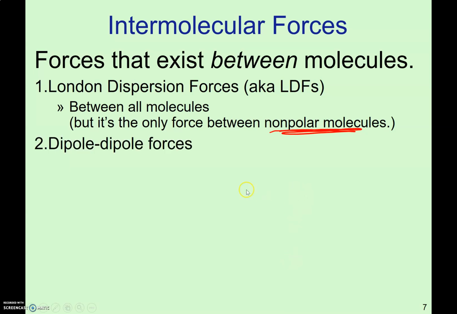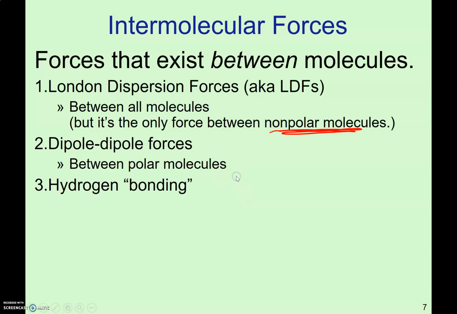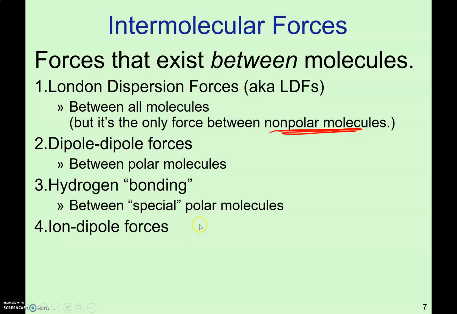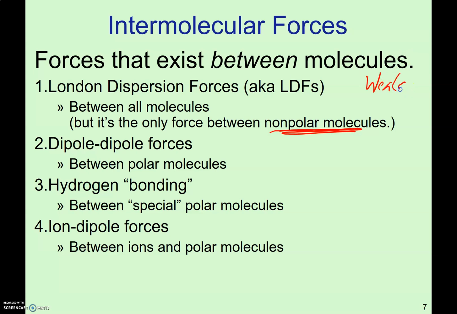Polar molecules have other forces. One is called Dipole-Dipole Forces, and these are between polar molecules, and we're going to describe them further. Then there's hydrogen bonding, a special type of interaction between polar molecules, which we're going to talk about. And then there are ion-dipole forces, which are forces between ions and polar molecules. These are in order from weakest to strongest. So this is weakest, and this is strongest. This is one of the slides I'd like you to take a picture of. So please take a picture of this slide.